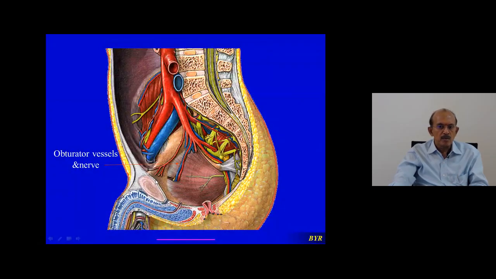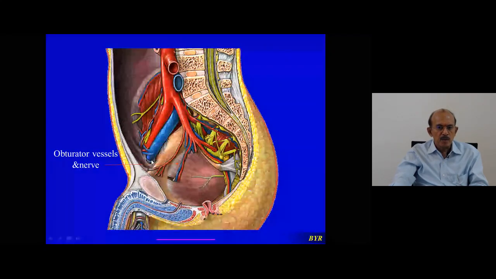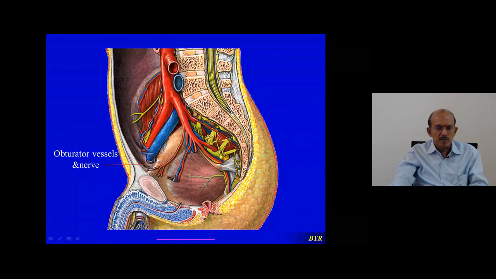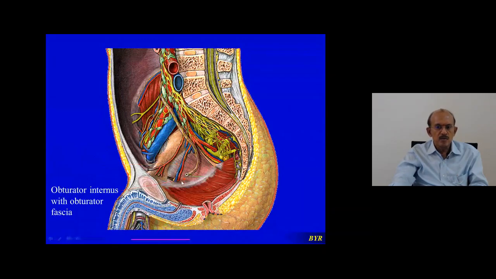This is the pubic bone. This is the pecten pubis, iliopectineal line. And here are the vessels. And this is the femoral opening. So here is the femoral opening, and below the femoral opening is the pubic bone, and below the pubic bone is the obturator opening. So between the femoral and obturator openings, there is pubic bone.